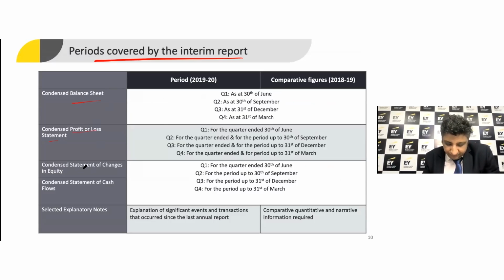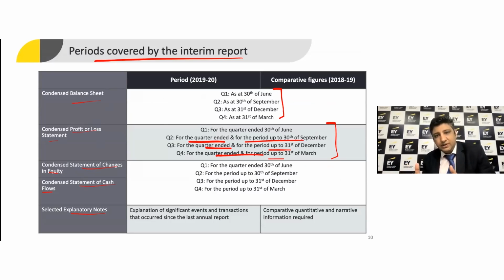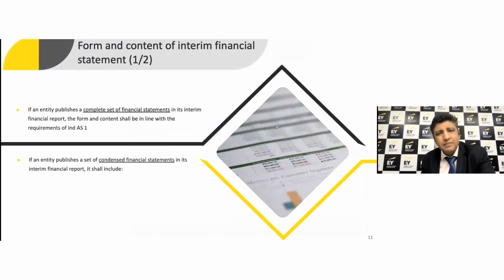The balance sheet, statement of profit or loss, statement of changes in equity, statement of cash flows, and select explanatory notes, right? So all those dates are provided, and then we're looking specifically at the statement of profit or loss, where we have far more information to be provided. Now, when you look at the form and content, again, the standard is very clear that if you're preparing a complete set of financial statements, religiously follow Ind AS 1. You don't have a choice, right? So even if it pertains to an interim period, doesn't matter.